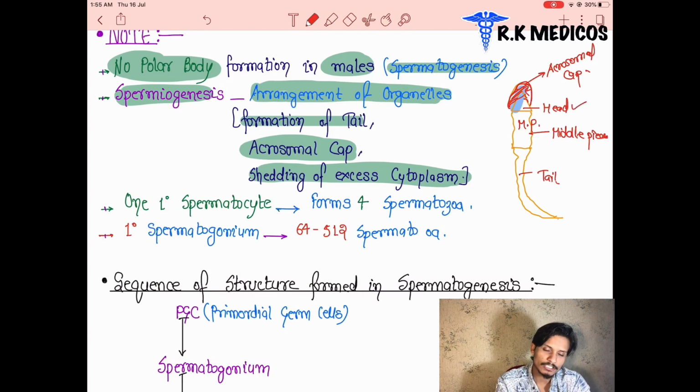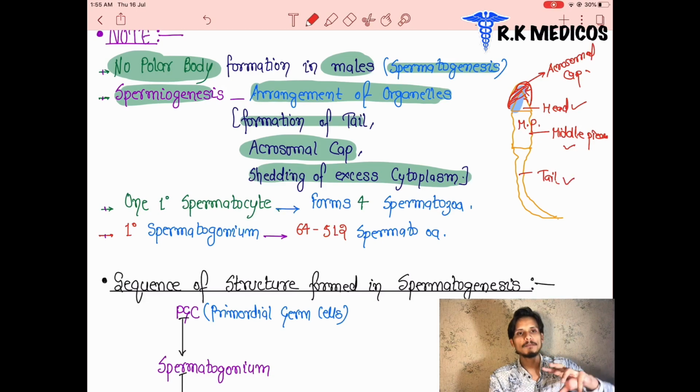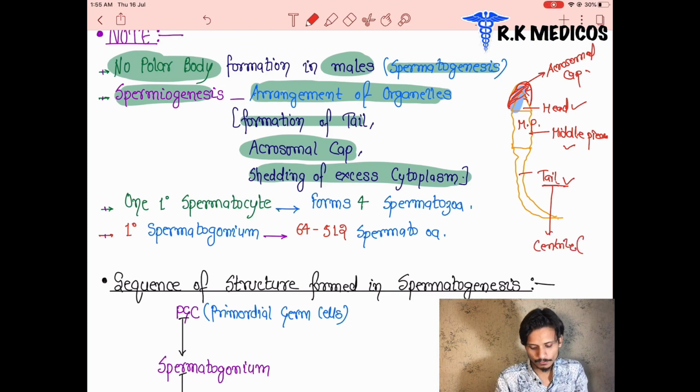Suppose, what structures are present in the tail? The tail is motile. It helps in the movement of the sperm. Through this tail, the sperm gets motile. What is present in the tail? There is the centriole, the filament and microtubules. These structures provide motility to the sperm.